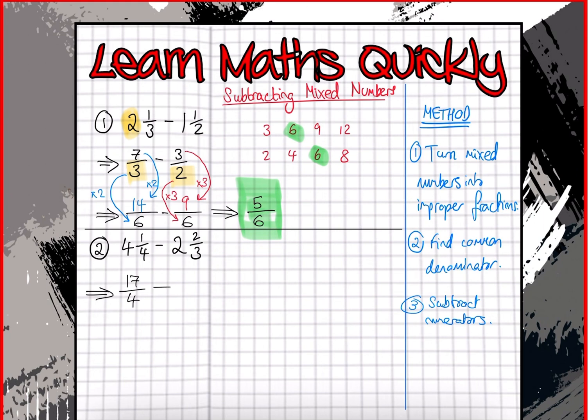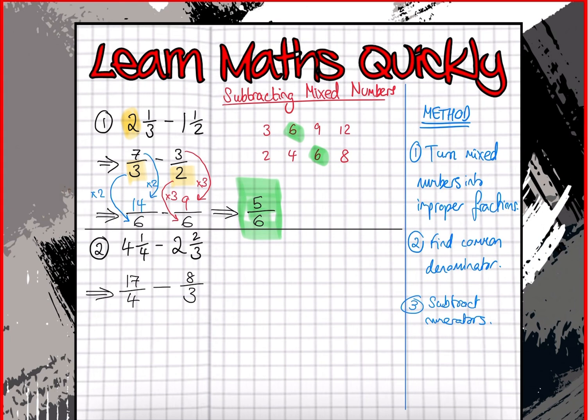Now we look at the 2 2/3, and you think, how many thirds are in a whole? Well, 3 thirds are in a whole. So how many thirds are in 2 wholes? 6 thirds. And then you've got 2 left over, which means you add that on to make 8 thirds.